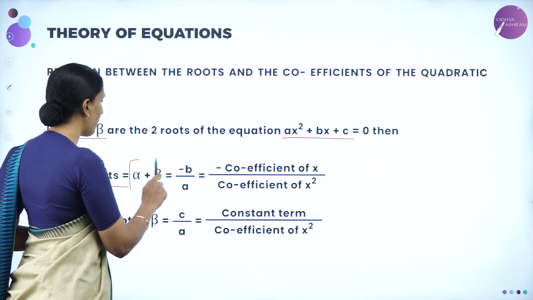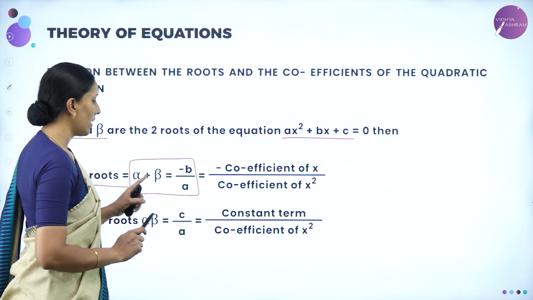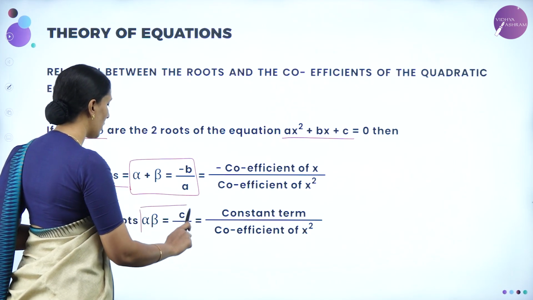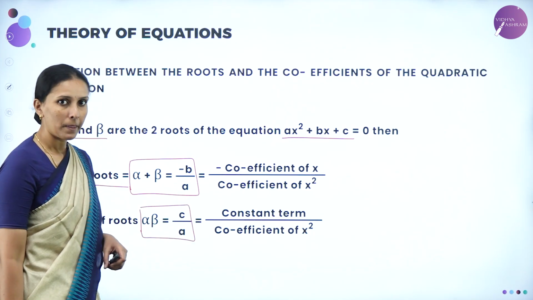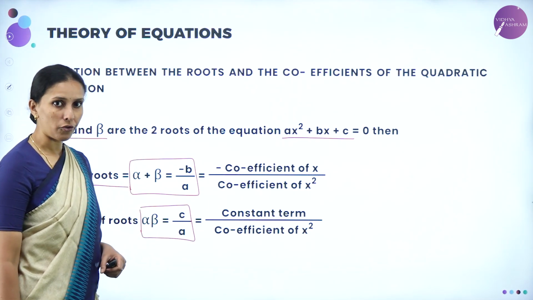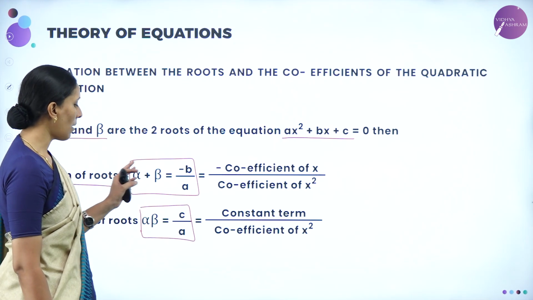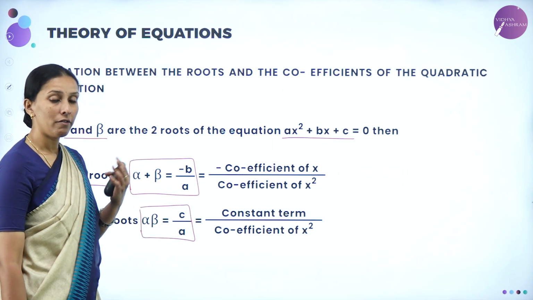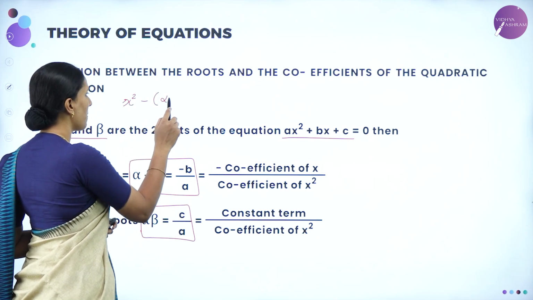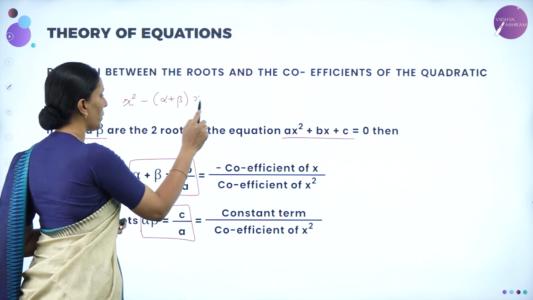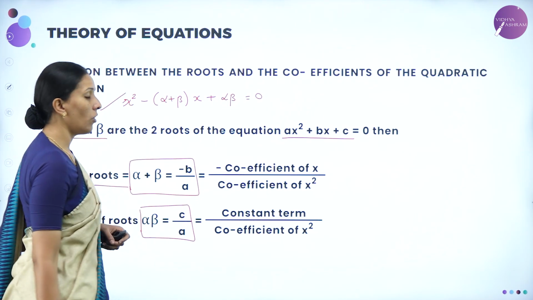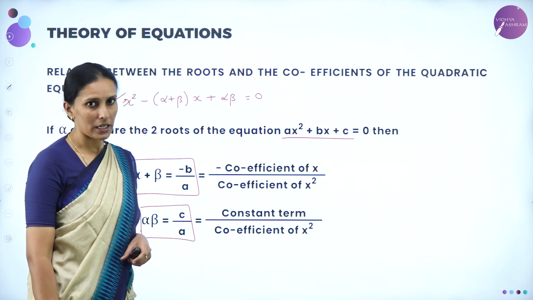So thus alpha plus beta, the sum of roots, can be written as minus b by a, and the product of the roots can be written as c by a. So what is the use of writing the sum and the product of roots? Generally, by knowing the sum of roots and the product of roots, we can also write the quadratic equation as x square minus (alpha plus beta) into x plus alpha beta is equal to 0. So this also forms the quadratic equation.